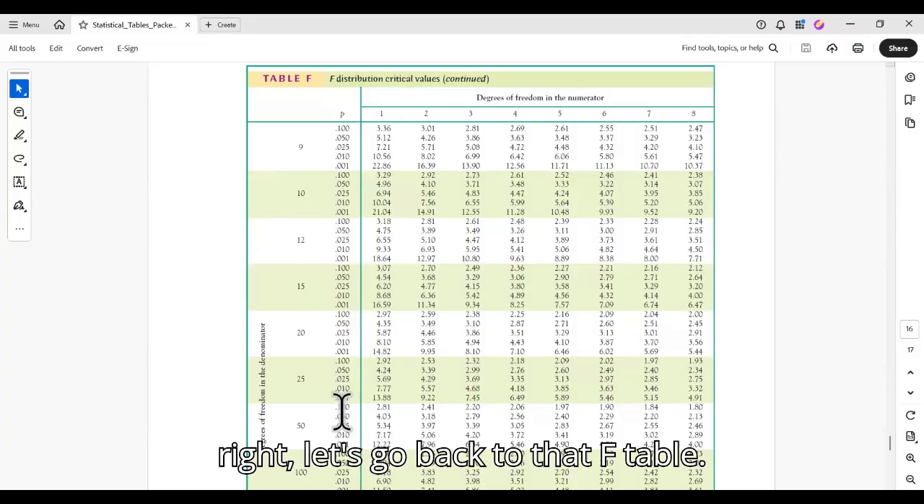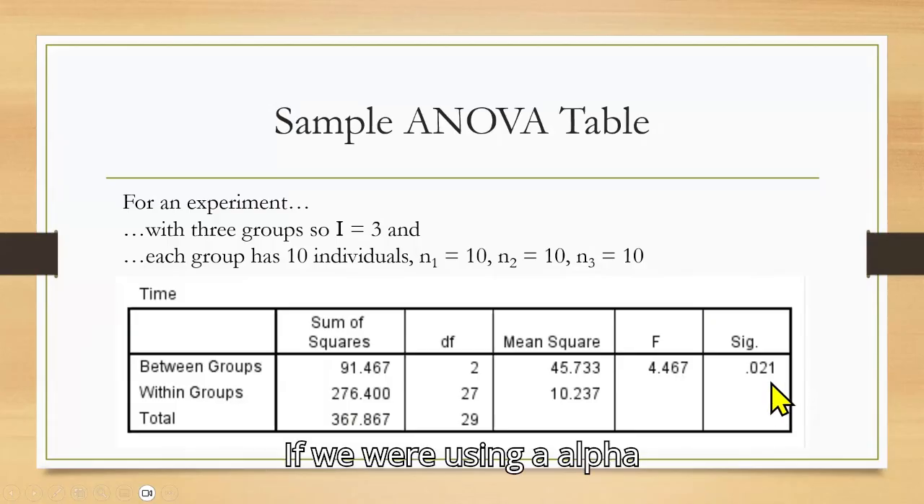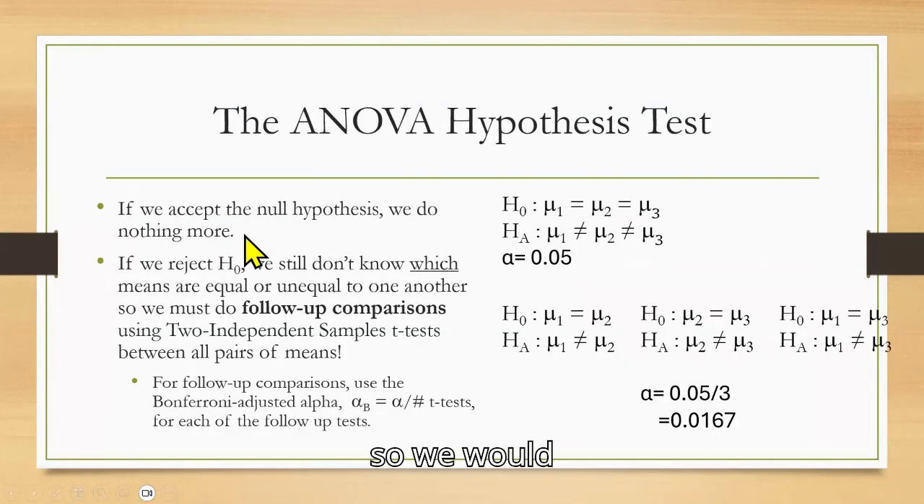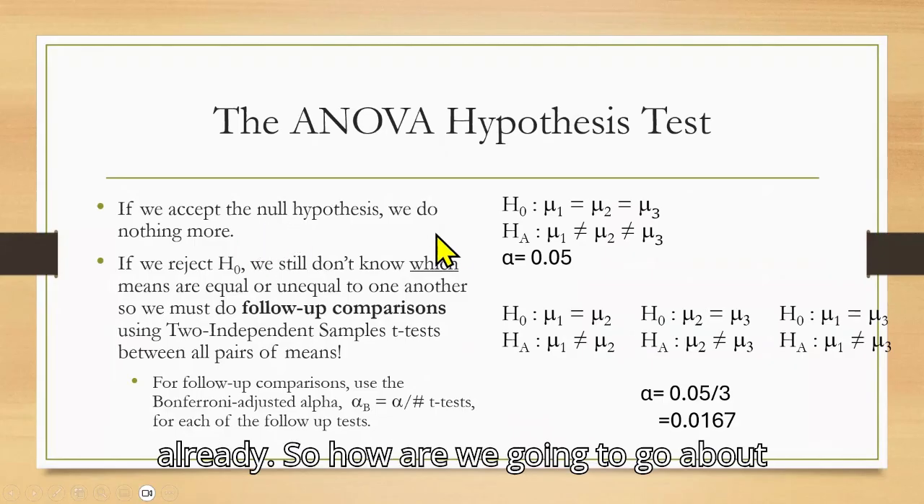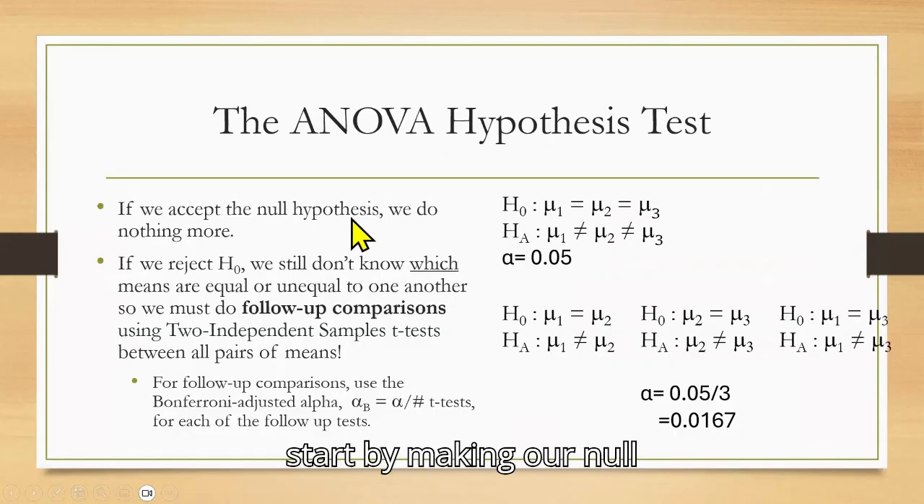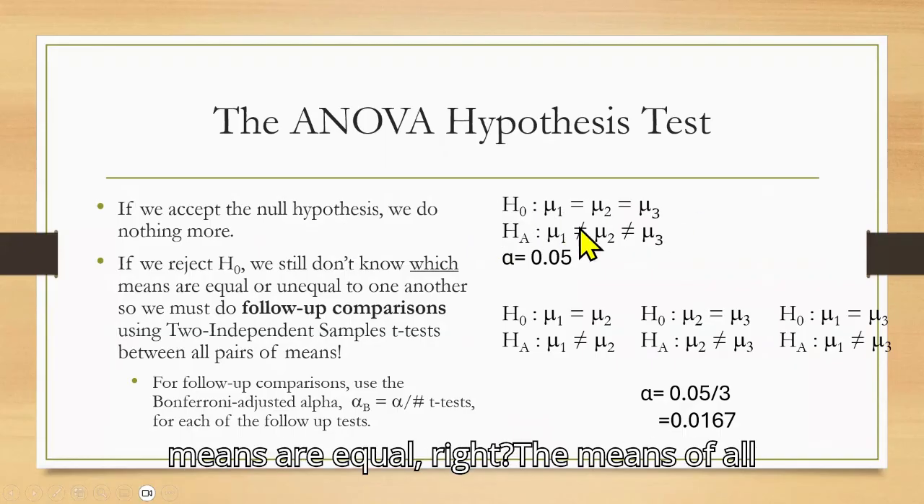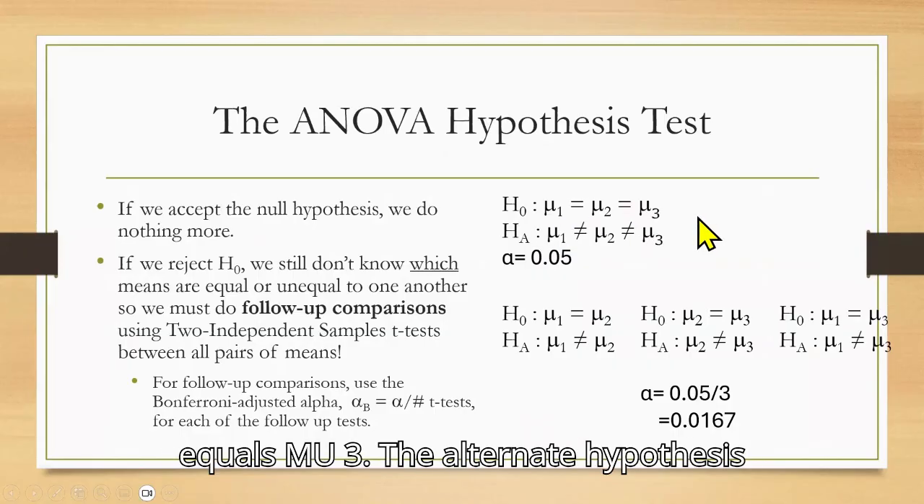Let's go back to that F table. So our significance, our p-value, is about 0.02. If we were using an alpha of 0.05, we would reject the null. We would have had our hypotheses already. So how are we going to go about doing this hypothesis test? We're going to start by making our null hypothesis, which is that the means of all the groups are equal: mu1 equals mu2 equals mu3.